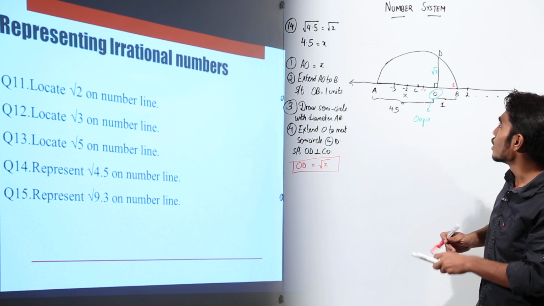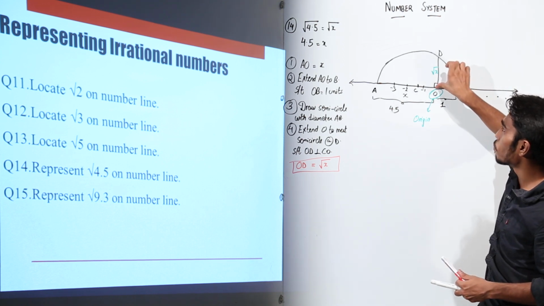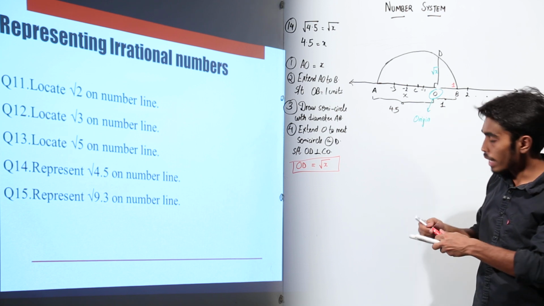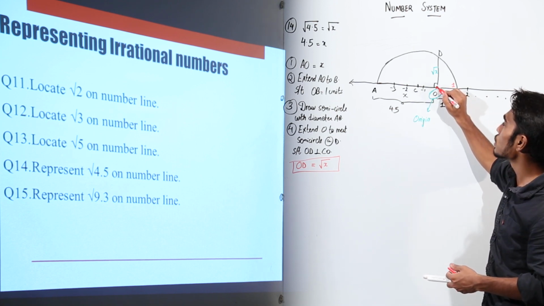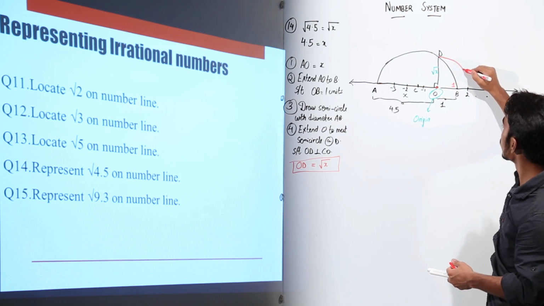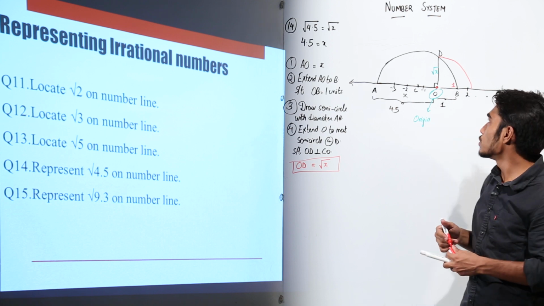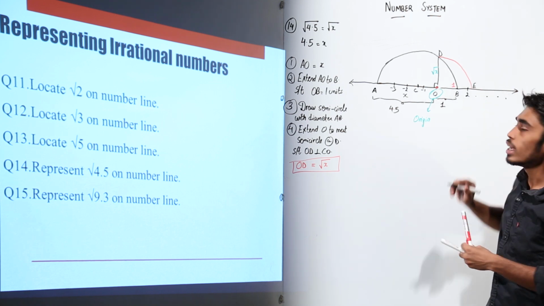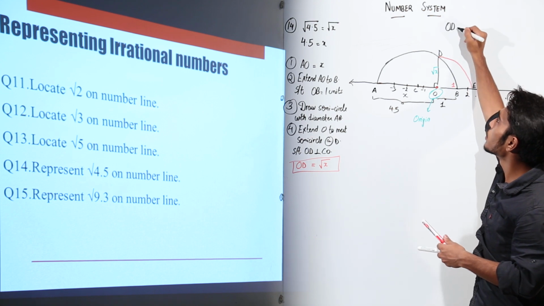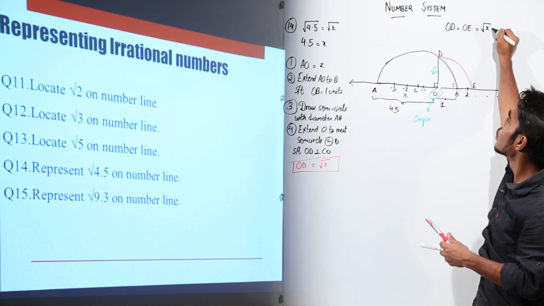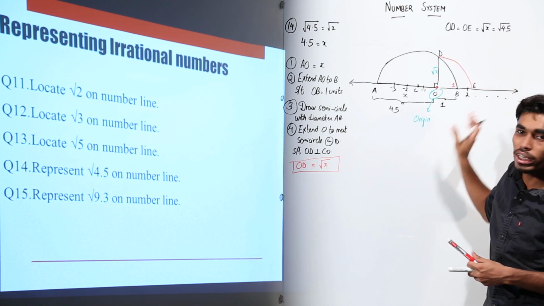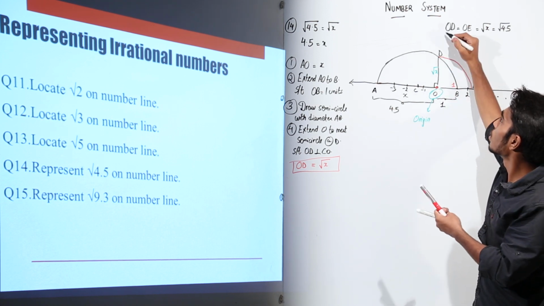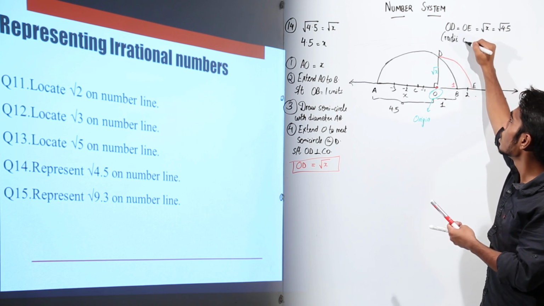So what we need to do is we need to transfer this length OD on the horizontal axis. So what we are going to do is we are going to pivot a compass on the point O, and with radius OD we are going to make an arc to intersect this number line, right? So pivoting our compass at point O, we made an arc, right? As we can see that this intersects the number line, let's say at point E, right? I can clearly say that OD is equal to OE, which is equal to root over 4.5. Why? Because OD and OE are radii of the same arc, right? You will be learning more about this in lines and angles.